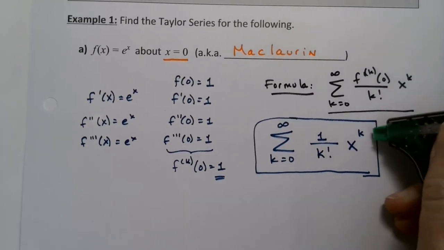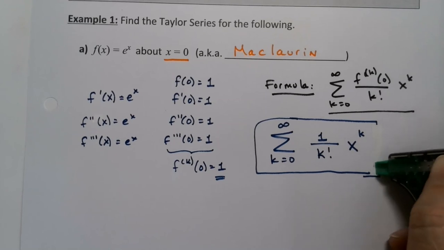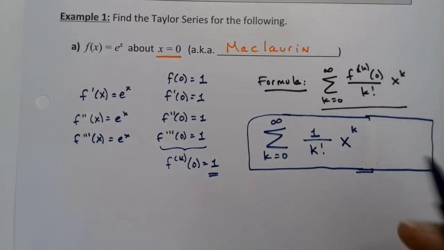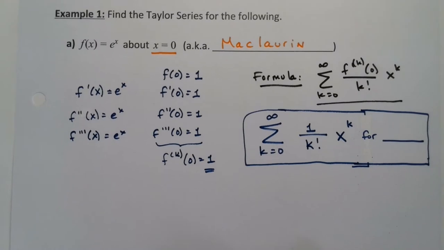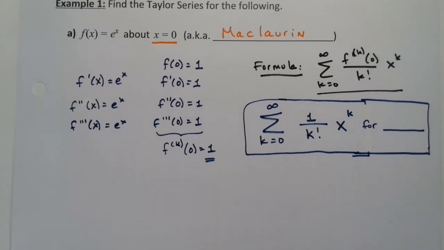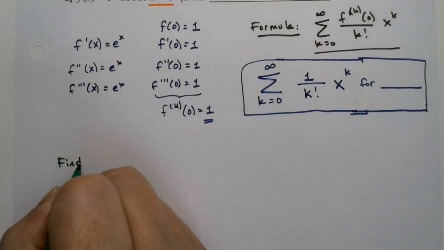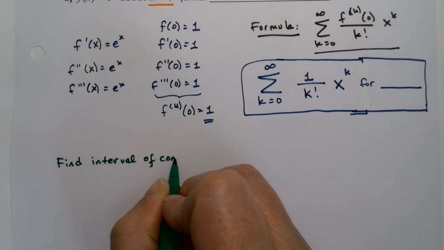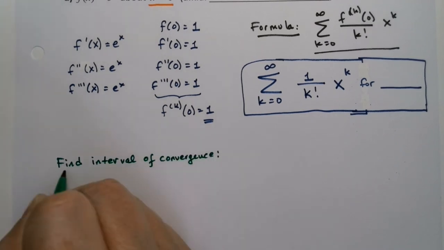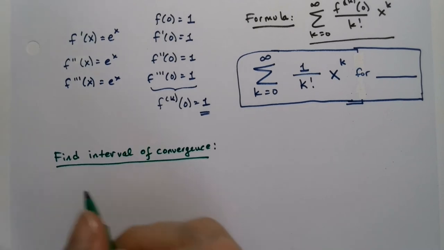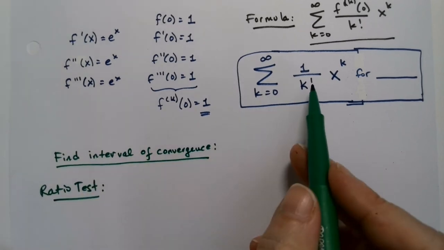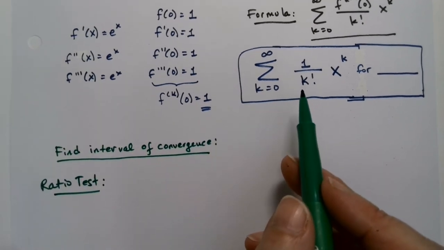Oh, I better leave space because we don't know the interval of convergence. So we're going to have to find that. I'll leave some space and be able to put in my interval of convergence right there in just a second. So let's go find the interval of convergence. Let's do it down here. Okay, so let's do the ratio test. Everybody loves the ratio test. It's so much fun. And not only that, there's factorials in this. We all learned that when there are factorials involved, use the ratio test.